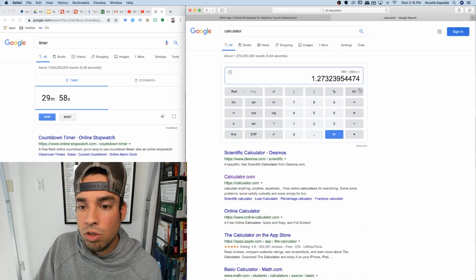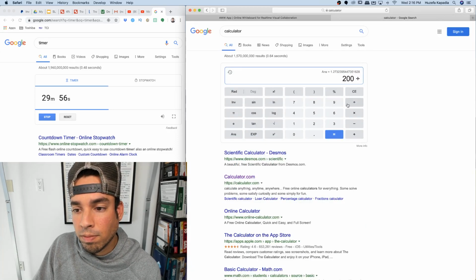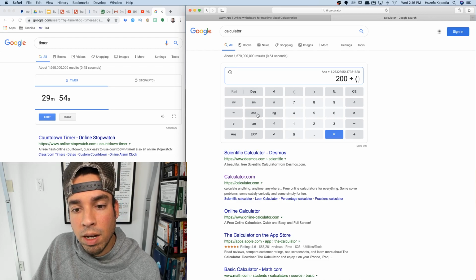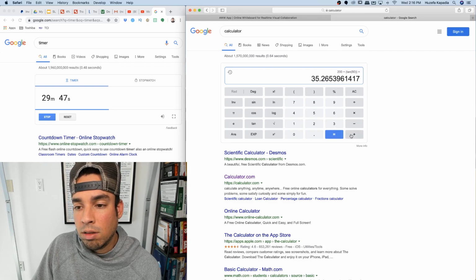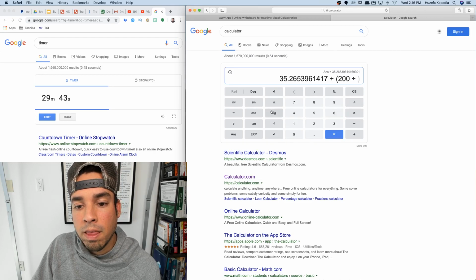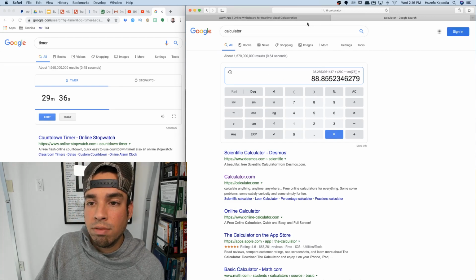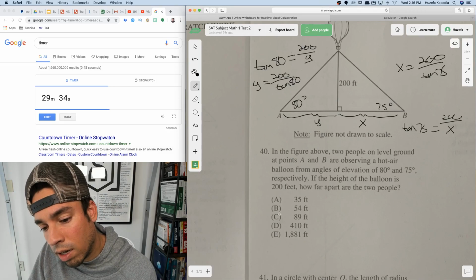So 200 divided by, make sure you're in degrees, tangent of 80, plus 200 divided by tangent of 75 equals 88.85, 89 feet.